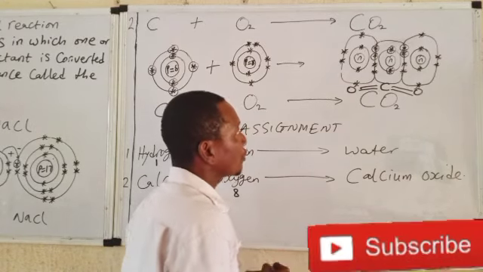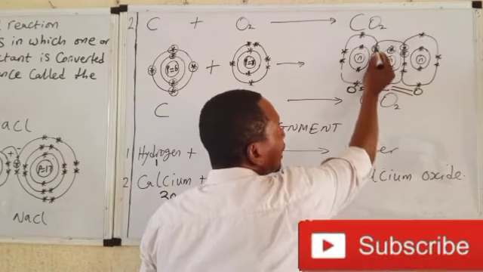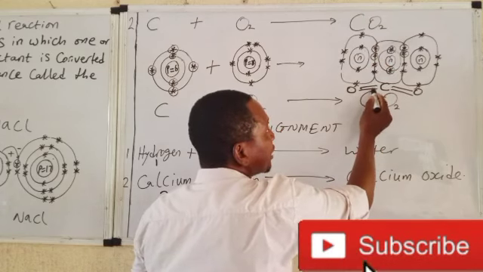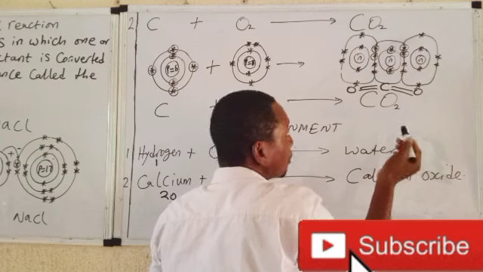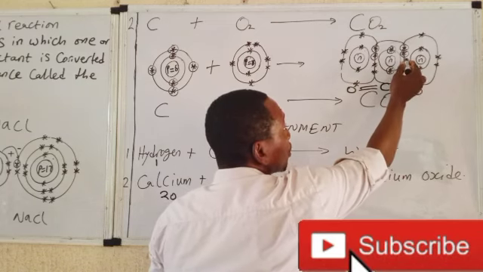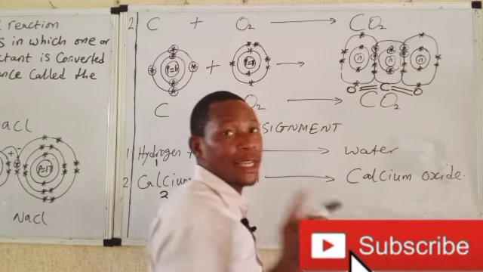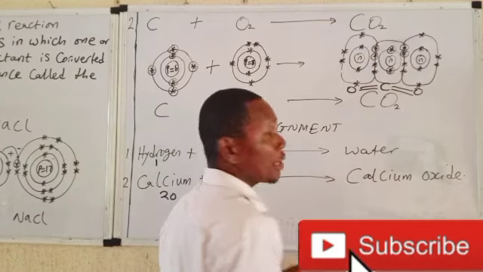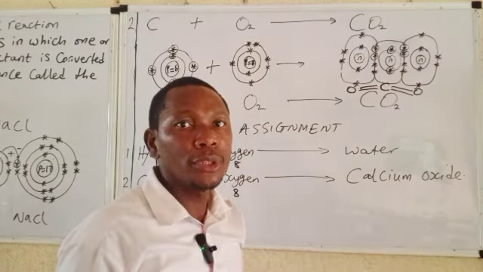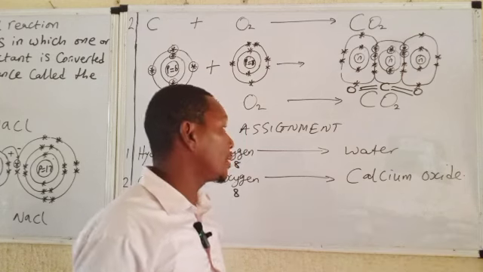But note this, because they are sharing 2 electrons each, this is a double covalent bond. If they are sharing just 1, each contributing just 1 electron, in that case we call it a single covalent bond, but in this case, it's a double covalent bond. You can watch my video on covalent bonds to understand this better.